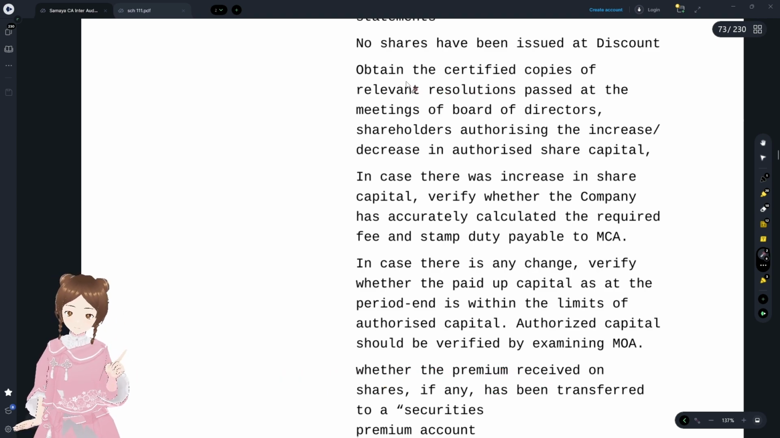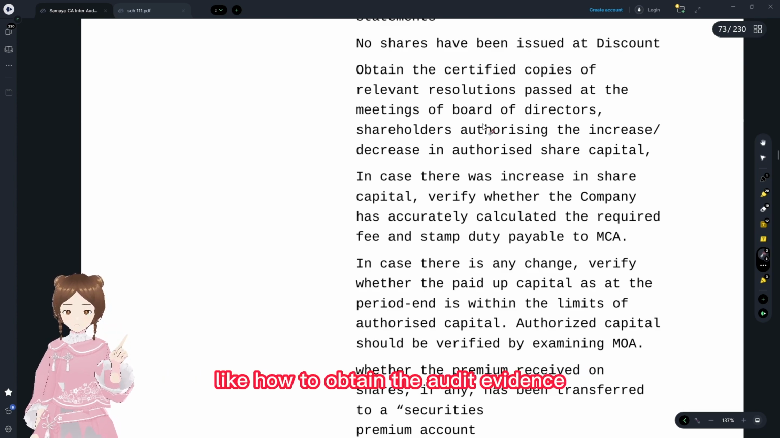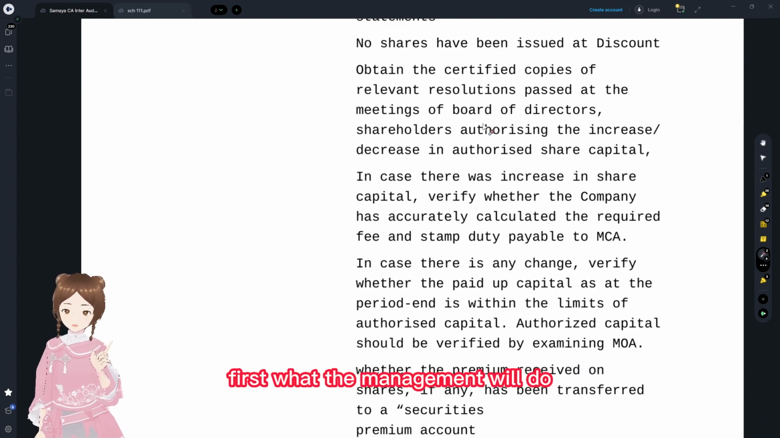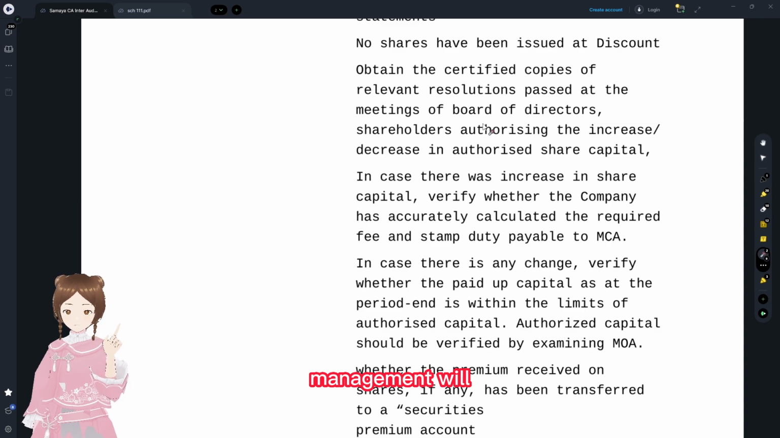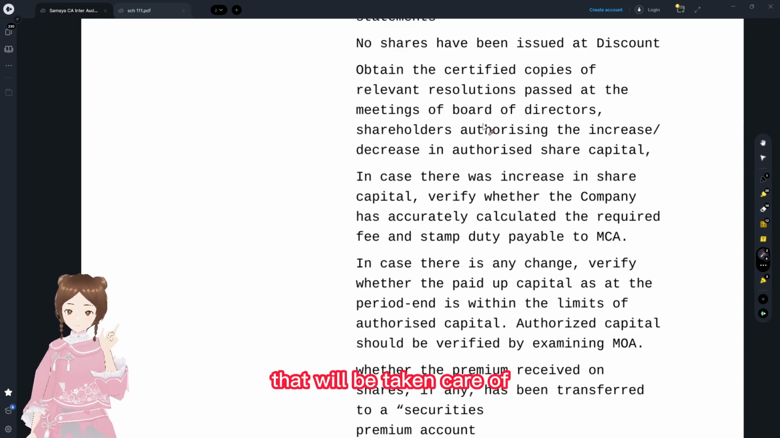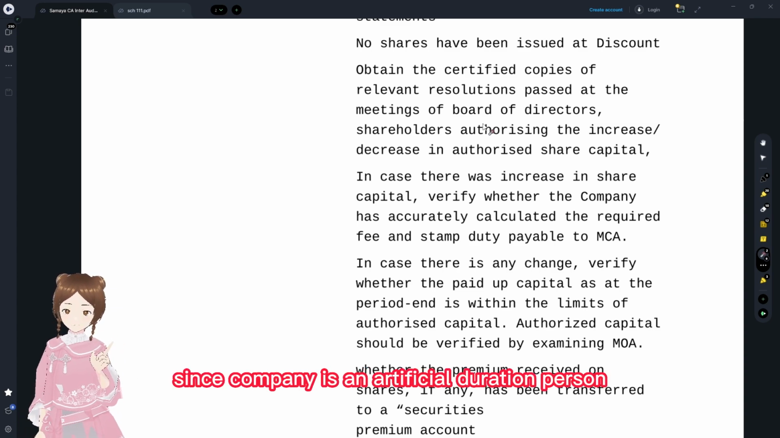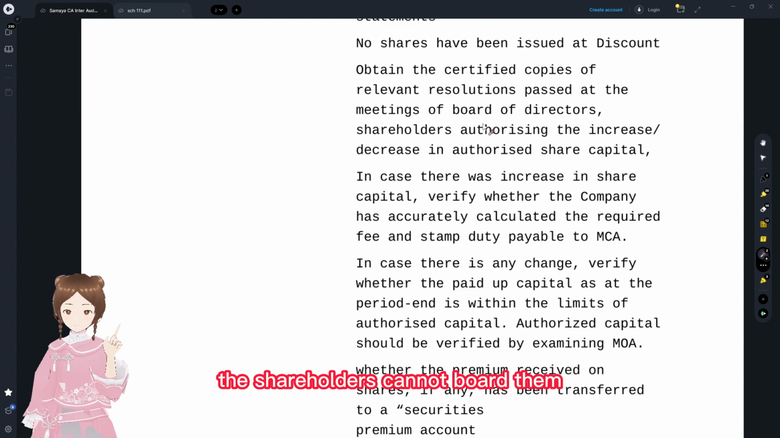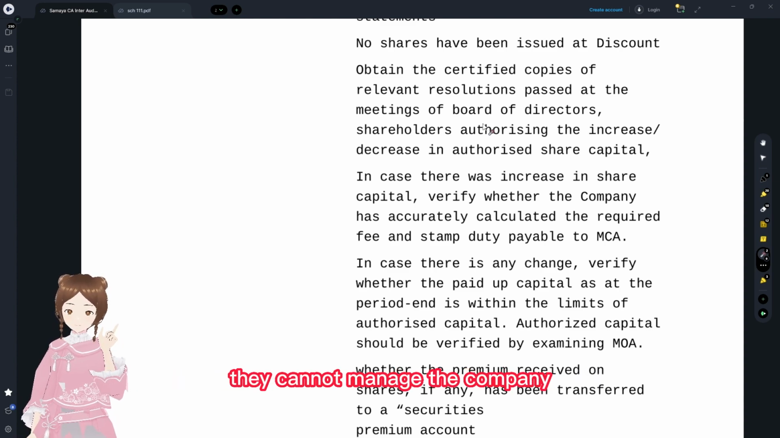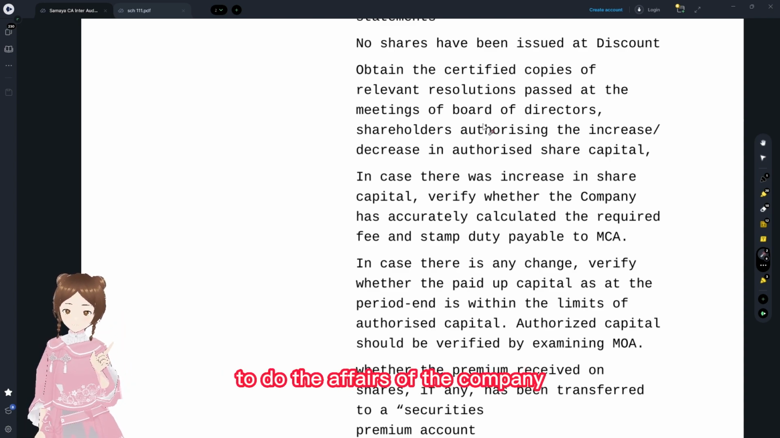Here you're putting on the shoes of the auditor, thinking about how to obtain the audit evidence. First, what will the management do? Management will have some board resolutions. Even while taking a loan, since the company is an artificial judicial person, the shareholders cannot manage the company, so they appoint a board of directors to do the affairs of the company.